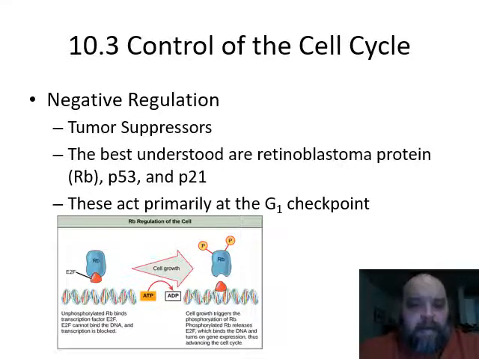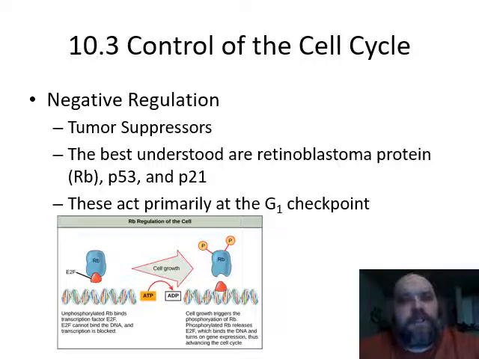If you look at the figure there to the left, the RB protein binds E2F. E2F is a protein that causes a gene, or a set of genes, to be expressed. RB bound to E2F doesn't allow it to interact with your chromosomes. If it can't interact with the chromosomes, then those genes can't be expressed.